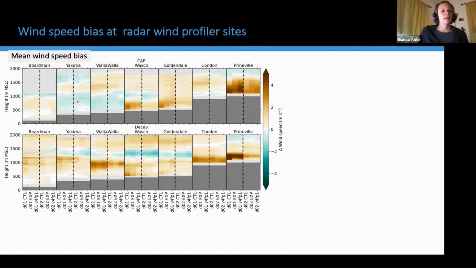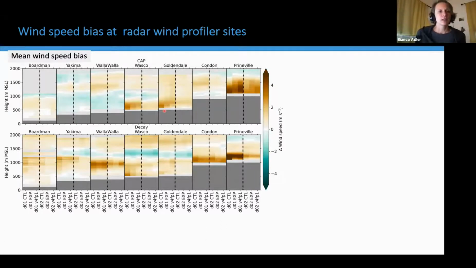And when you compare the biases for the different model versions, you can see that at some stations, the bias didn't really change at all, independent of whether we change the model domain, the horizontal resolution, or the model version. The bias just stayed the same. At other sites, however, we did see an improvement when increasing the horizontal resolution or when going to newer model versions. So for example, here at Wasco or Golden Dale or Prineville.